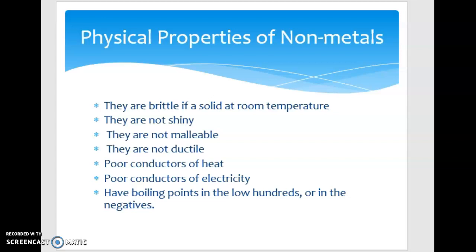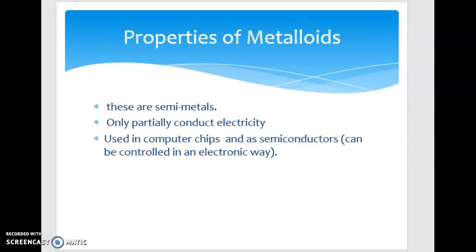They are typically solids at room temperatures. They're not very shiny. They're not malleable. You can't hammer them into sheets. They're not ductile. You can't pull them into wire. Nonmetals typically don't conduct heat very well or electricity, and that's why we don't use them as conductors. We typically use them to insulate items. They have boiling points in the low hundreds or even in the negatives. It just doesn't take very much to boil a nonmetal.